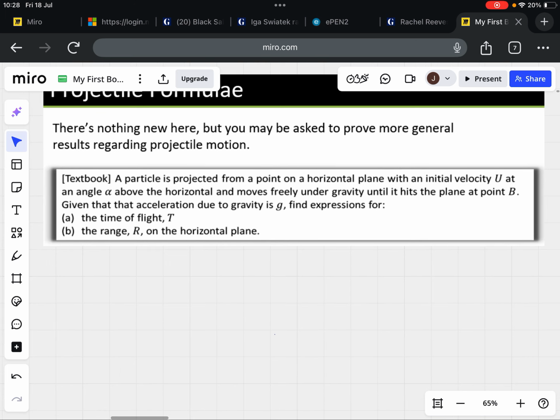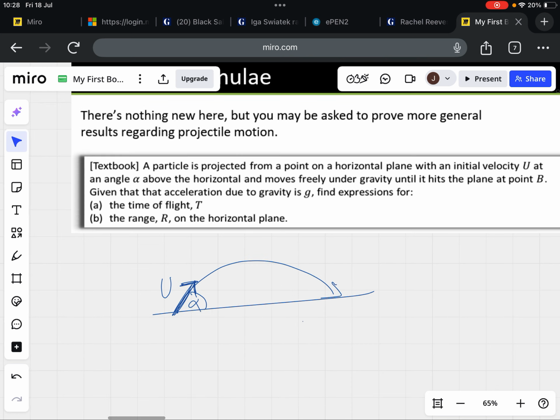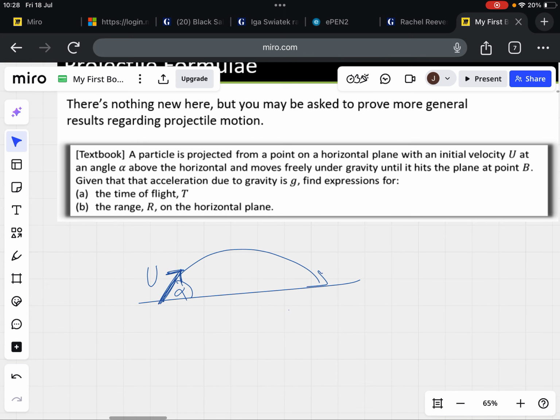So we're going to have a particle that goes from a point on a horizontal plane at a velocity u, at an angle alpha, and moves freely until it hits B, which is also on the plane. So the sketch would be something like this, okay? That initial velocity there is called u, and that angle there is called alpha. We're looking for an expression for the time of flight and the range. Time of flight means how long it is in the air until here. Range is going to be this distance.